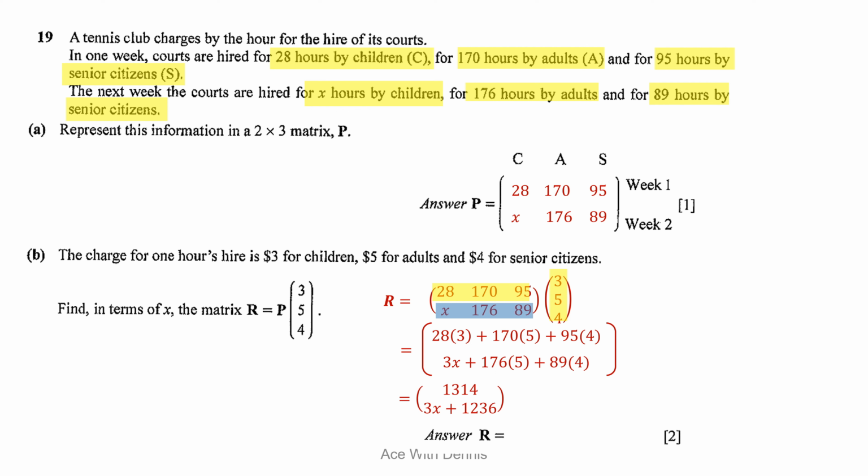And we calculate everything, we'll get 1,314 and 3x plus 1,236. Hence, this will be the answer.